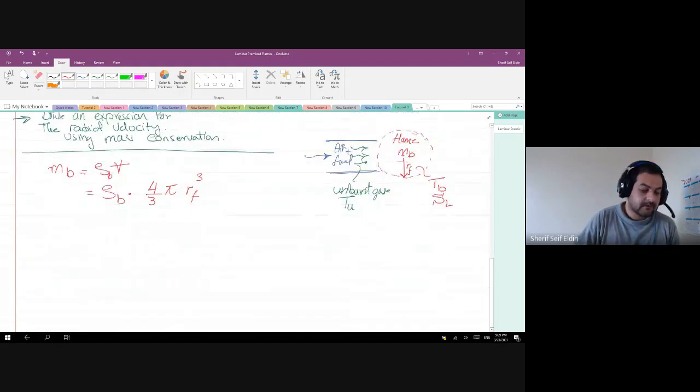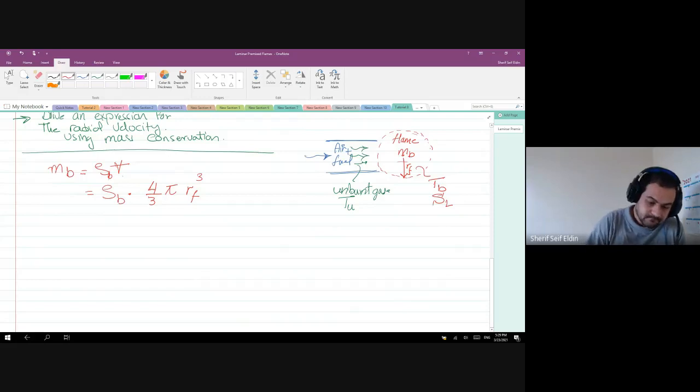Right? So this is the mass of the burned gas. The other mass is the mass of the unburned gas, right? Here.